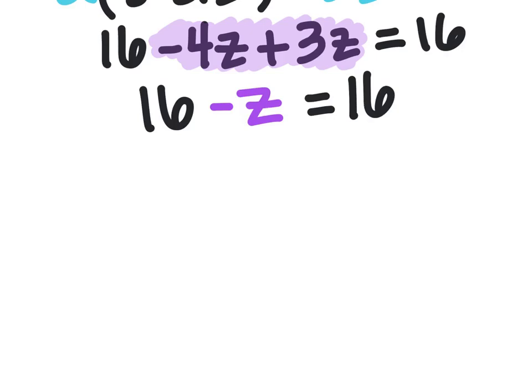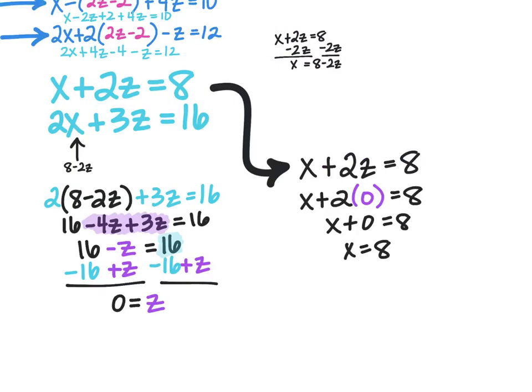Now here I'm going to use the addition property of equality and the subtraction property of equality at the same time to rearrange some of these variables and constants. And when I do that, I get 0 equals z. Now we'll substitute 0 in for z into one of the original equations of the subsystem. So I'm going to choose to substitute it right here. And I simplify and I get x equals 8.